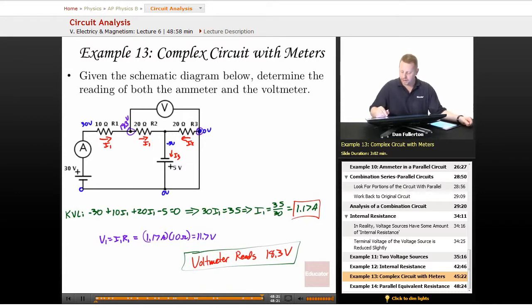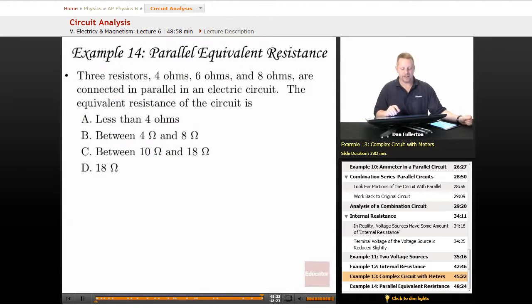All right, let's take a look at one more nice simple problem to round this out. 3 resistors, 4 ohms, 6 ohms, and 8 ohms, are connected in parallel in an electric circuit. The equivalent resistance of the circuit is, well, right away, if they're in parallel, I know that my equivalent resistance must be less than 4 ohms. Oh, wait, there's our answer right there, less than 4 ohms. All of our other choices are larger than 4 ohms. Very little thinking required, just knowing that formula and a couple facts.